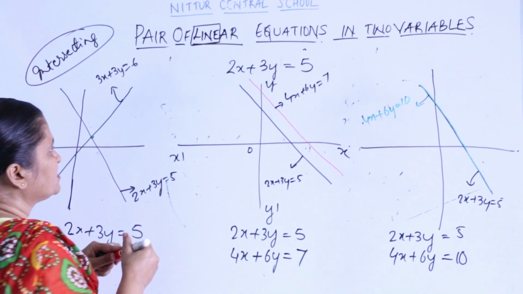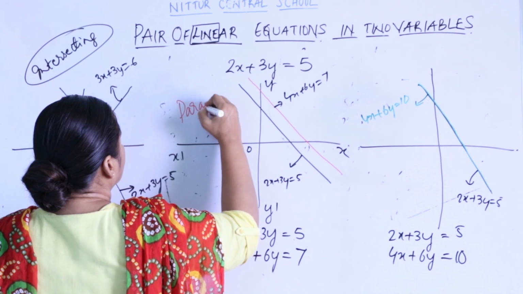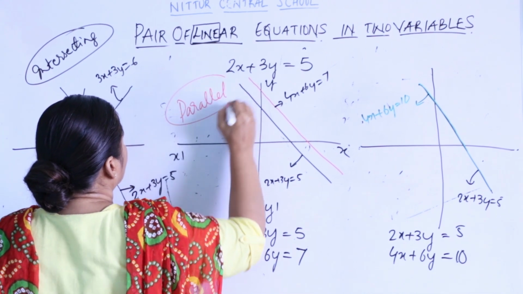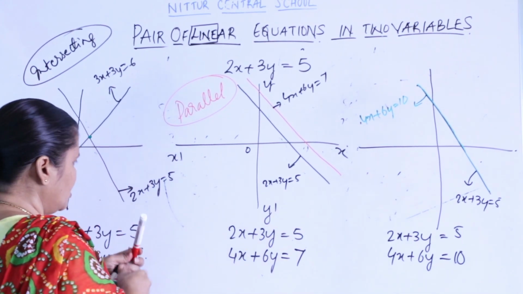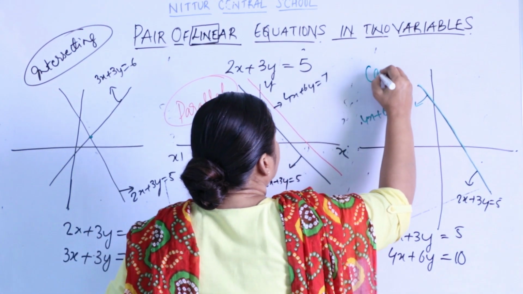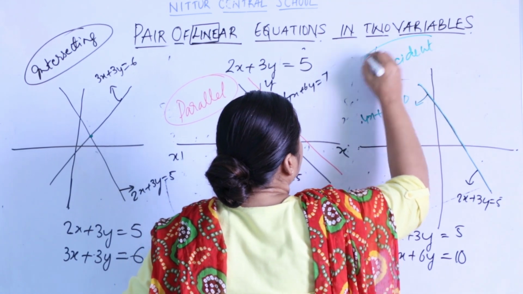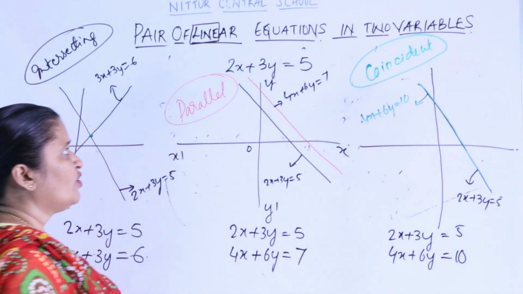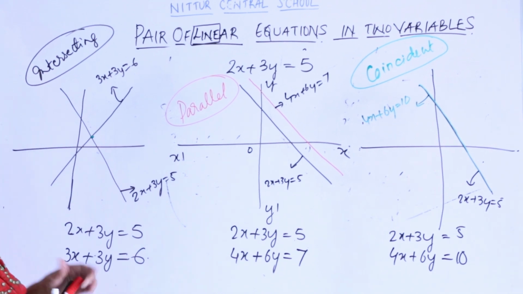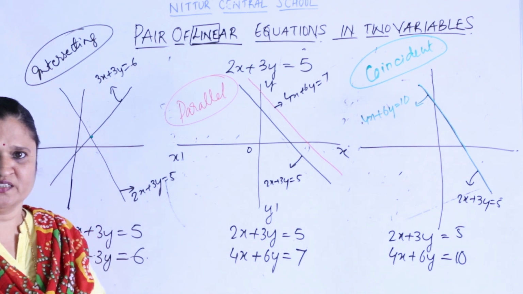And what is this system called, for which we have already used the word? This system is called parallel. And what about this system? Yes, this is coincident lines. So we have intersecting, parallel, coincident.